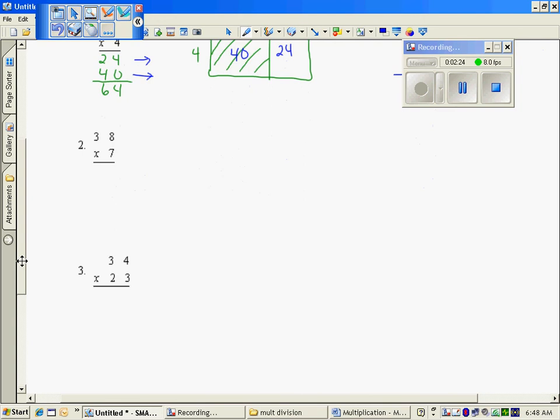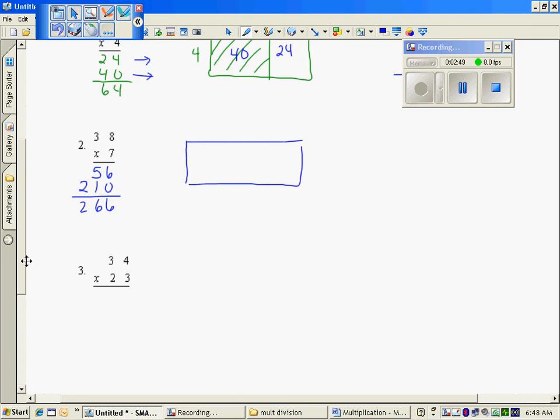Second problem, similar to the first, partial products. 7 times 8 is 56. Again, notice the 5 goes in the tens position. 7 times 3 is 210. So notice the 2 goes in the hundreds position. Adding these two sums, you get 266.